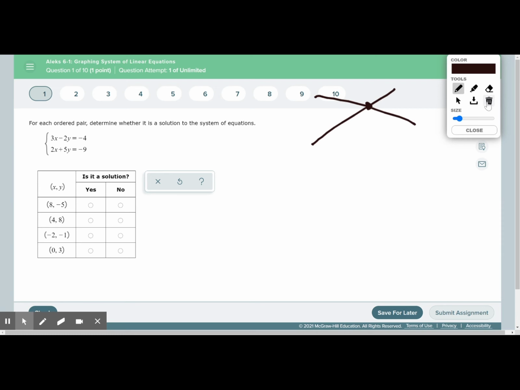All right, so what we're going to do is check solutions for now, and we're going to talk about how to solve for it in a second after this problem. So we're going to check the first solution, 8 and -5. This is the x value. This is the y. So we're going to check with the first equation, 3x minus 2y equal to -4.